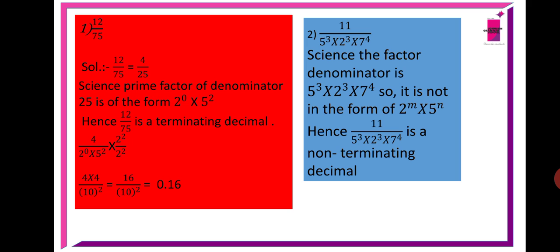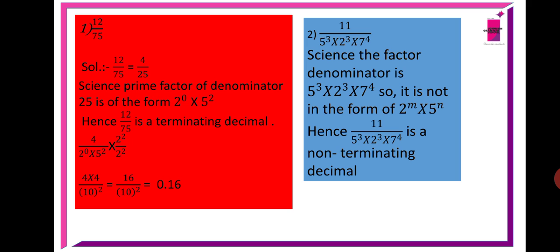We can easily find out the decimal expansion also if it is a terminating decimal. No need of doing long division. Multiply the denominator by 2 and 5 in equal numbers, because 2 into 5 gives you 10. The prime factorization of 10 is 2 into 5. So take multiples of 2 and 5.